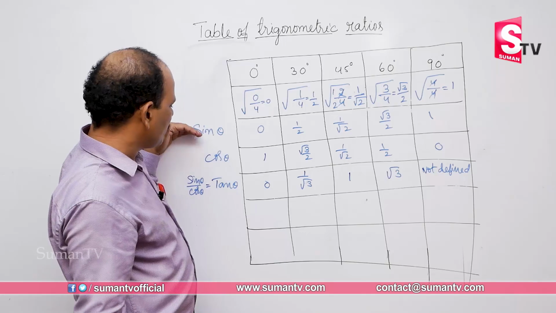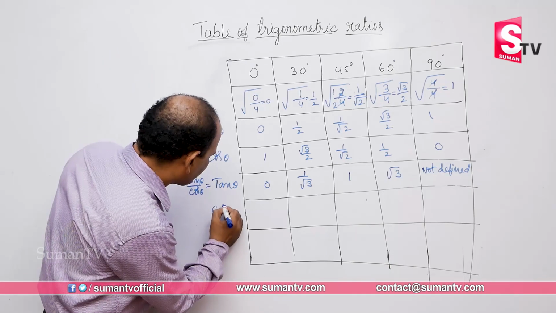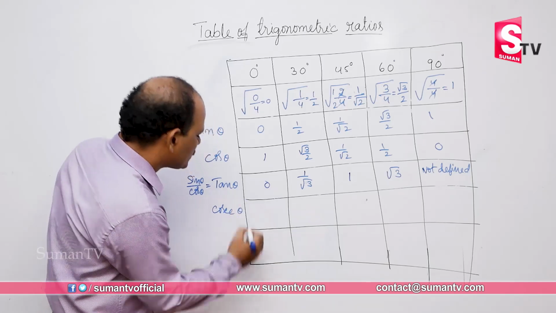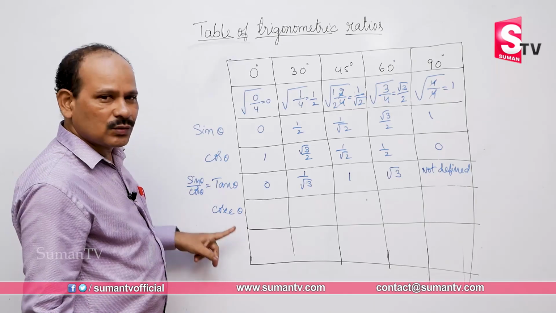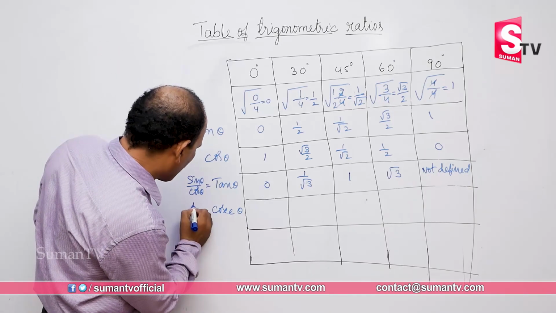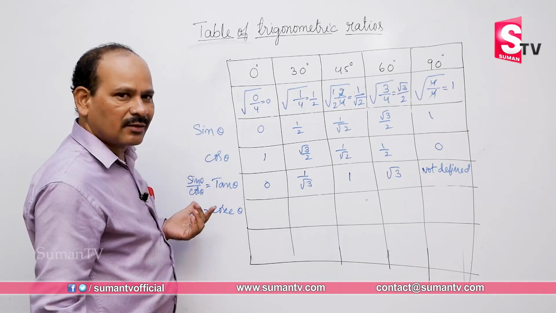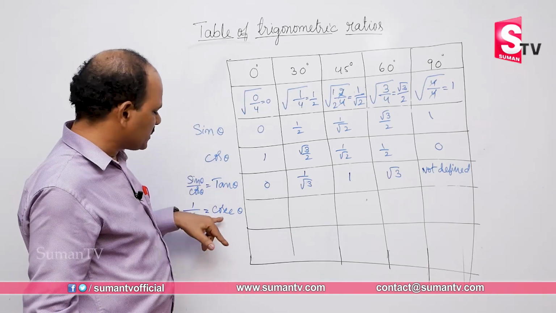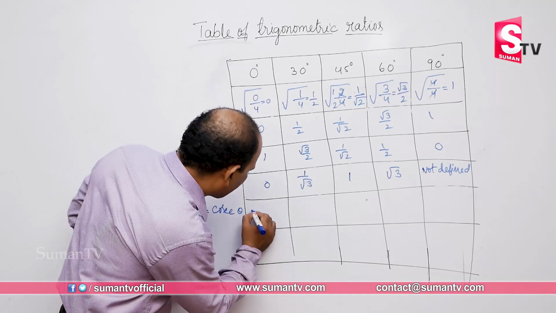Now we got the sine value, cos value and tan value. Next, cosec. Cosecant theta. The reverse of sine theta is cosecant theta. Reverse means 1 by sine theta. 1 by sine means inverse. Inverse of this 0 is again not defined.